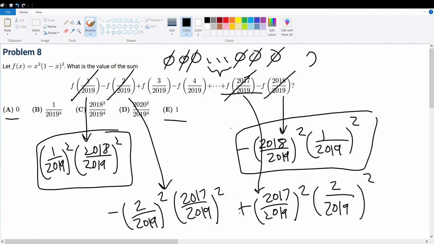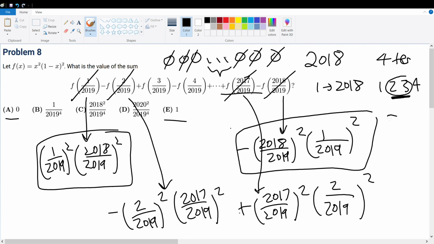Well, if I have 2018 terms, because the numerator goes from 1 all the way to 2018, what are the middle two numbers? Or do I even have middle two numbers? Well, give yourself a simple test case. If I have 4 terms, do I have middle two numbers? Let's say I have 1, 2, 3, 4. The answer is yes. Obviously, the middle two numbers exist.